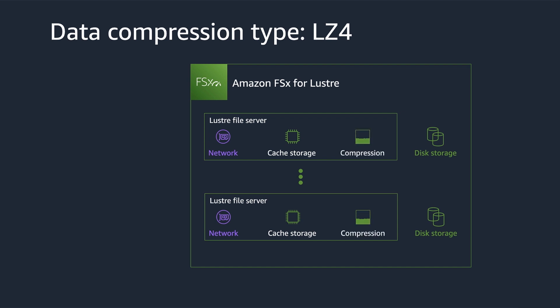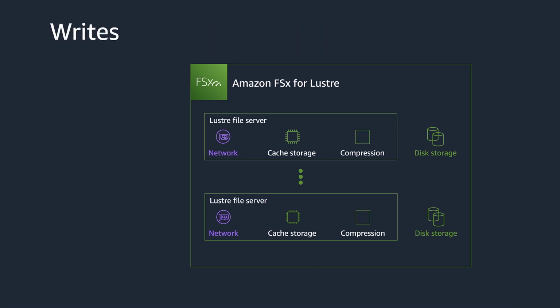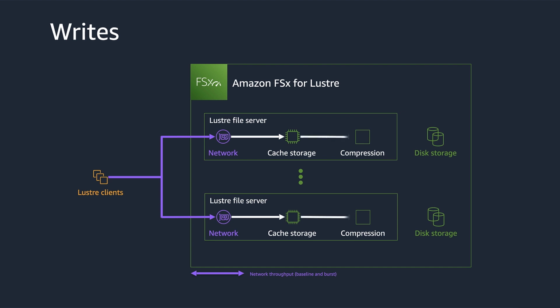These file systems have servers with compression engines. FSx for Lustre automatically compresses data as it writes to disk and automatically uncompresses data as it reads from disk. Let's see what typical write operations look like. Lustre clients issue a write operation to one or more Lustre file servers. The data enters the network interface, is written to cache storage, then compressed as it's written to disk.